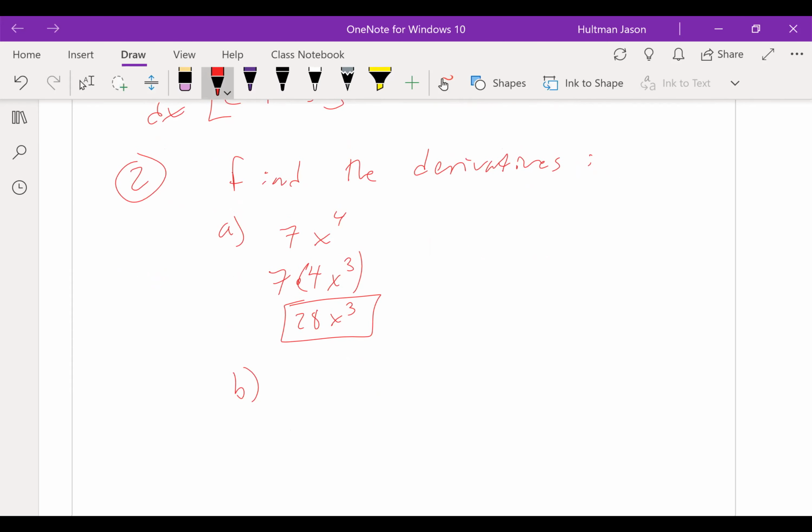B, what about negative 9x? Well, what's the derivative of negative 9x? Well, what's the derivative of just x? The derivative of just x is 1, right? So the derivative of negative 9x is just negative 9 times 1, which is negative 9.